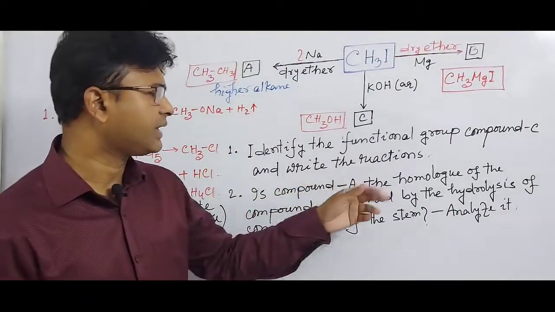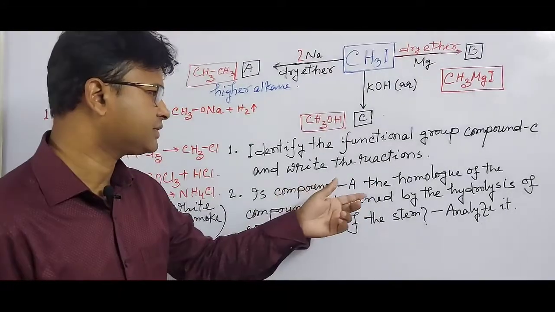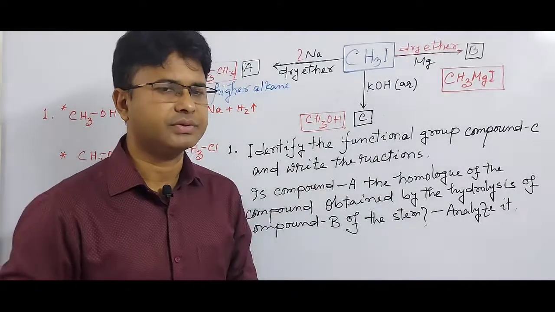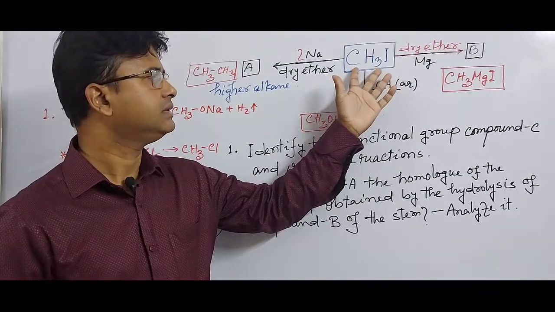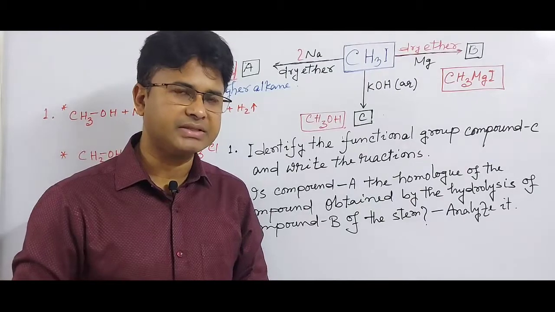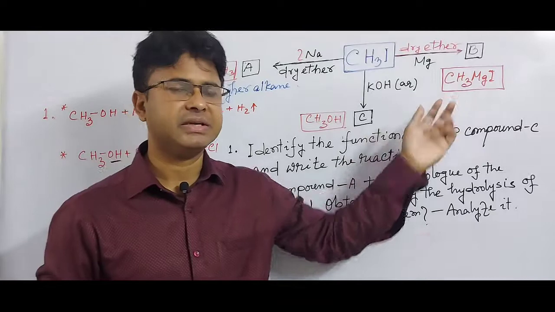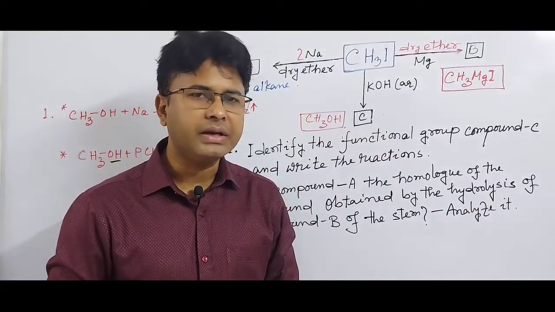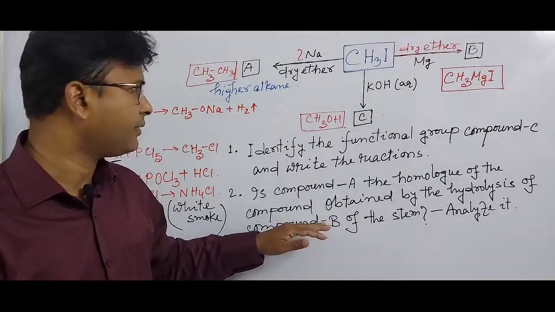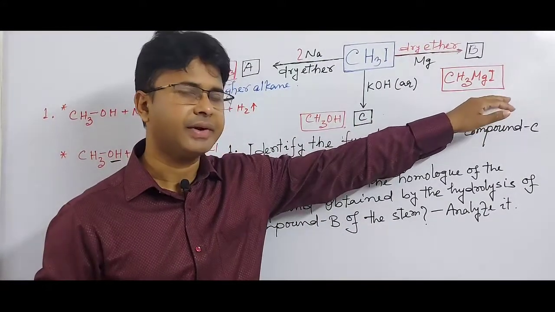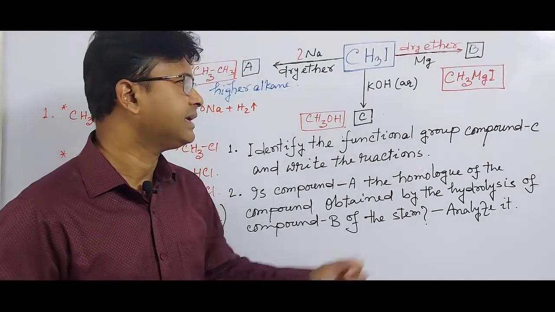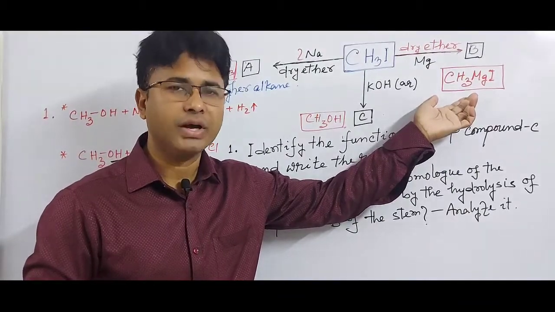Then, is compound A the homologue of the compound obtained by the hydrolysis of compound B of the stem? Analyze it. Students, look at the whiteboard. Here methyl iodide is refluxed with magnesium metal in the presence of dry ether to produce methyl magnesium iodide. You know that methyl magnesium iodide is an example of Grignard reagent, and here it is given in the question the hydrolysis of compound B, I mean methyl magnesium iodide reacts with water. Now you have to show what will be the product in the reaction between methyl magnesium iodide and water.